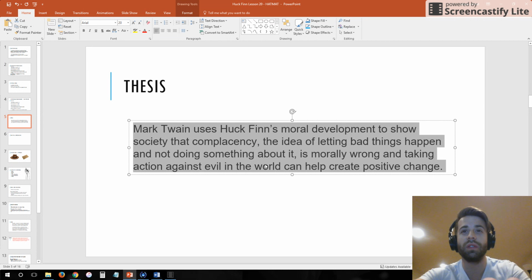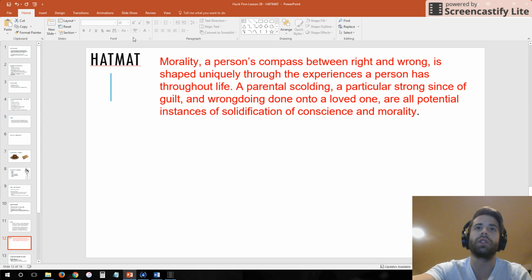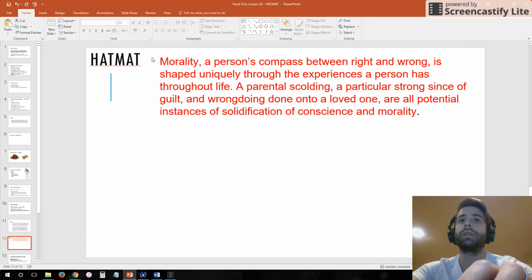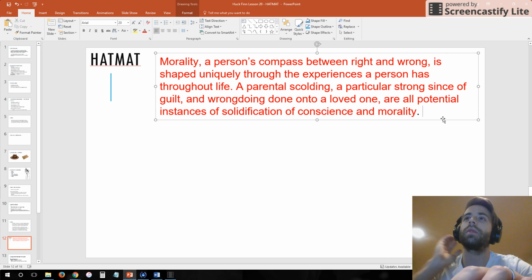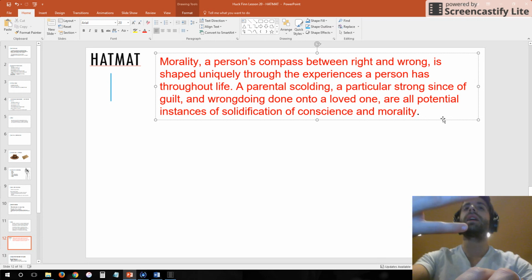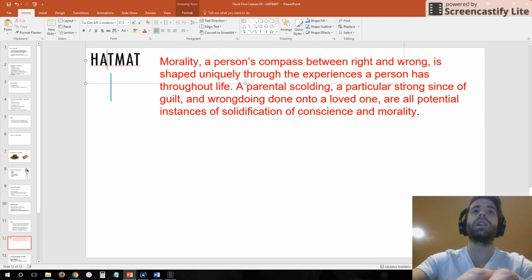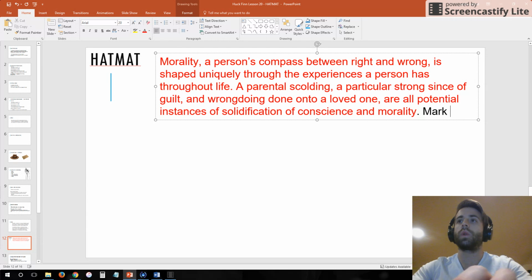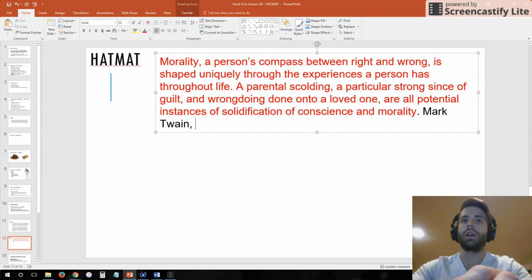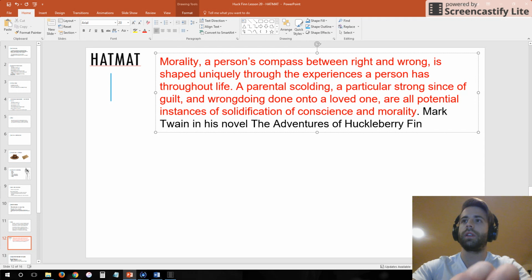So what I'm actually going to do is I'm going to copy this, and I'm going to build my introduction towards this idea. Working through my HATMAT, I've got my hook written. Morality, a person's compass between right and wrong, is shaped uniquely through the experience a person has throughout life, blah, blah, blah. And then I need to do the ATMAT, which is author, title, main characters, and a short summary. So I might say Mark Twain, in his novel, The Adventures of Huckleberry Finn. So I've got my author and title.